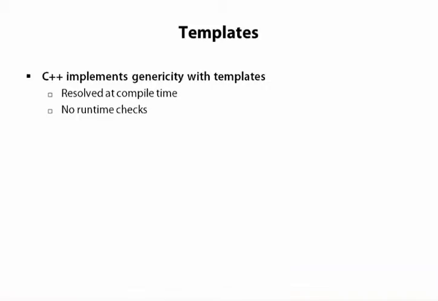This has some benefits and some drawbacks. The number one benefit is speed. All of the performance hit is taken at compile time. There is zero performance hit at runtime. The compiler actually generates versions of the code for the various types that you're using it with.